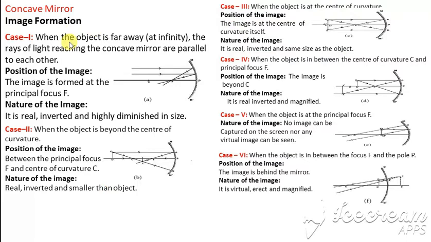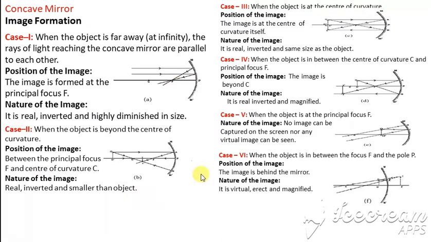Okay, so first condition is far away வா இருக்கும்போது focusல பாஸ் ஆகுது, focusல ஃபார்ம் ஆகுது. Then beyond C, C க்கு beyond இருக்கும்போது between C and F ஃபார்ம் ஆகுது. Then next is center of curvature வச்சா center of curvature form ஆகுது. Okay, these are the three condition.